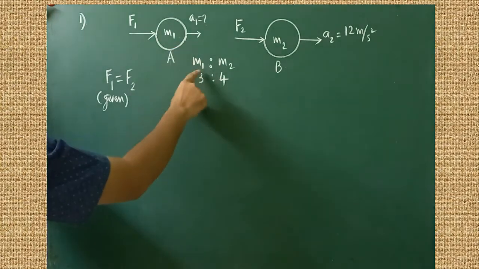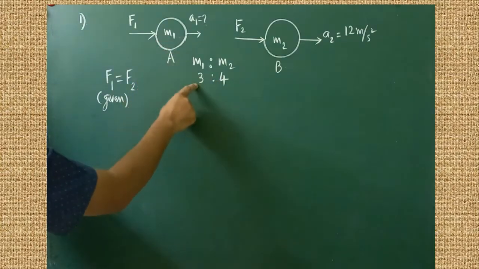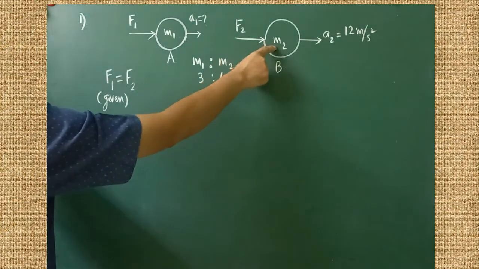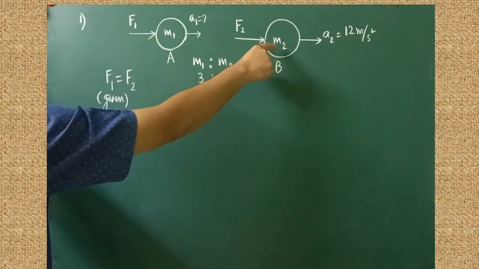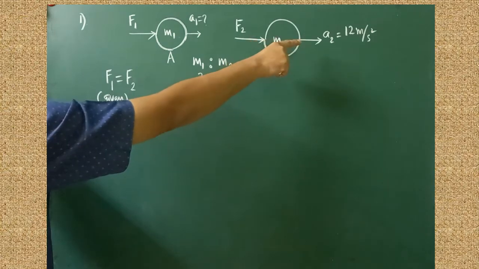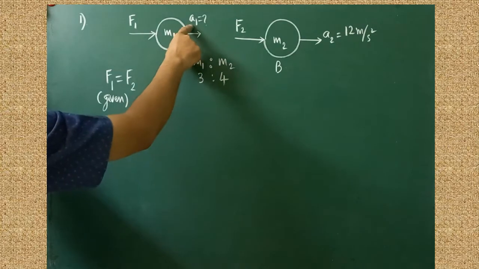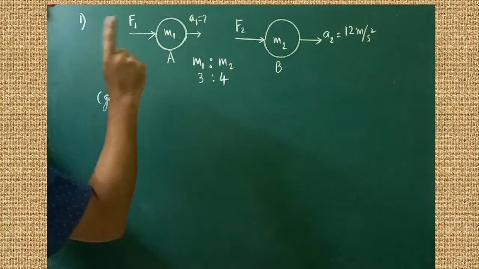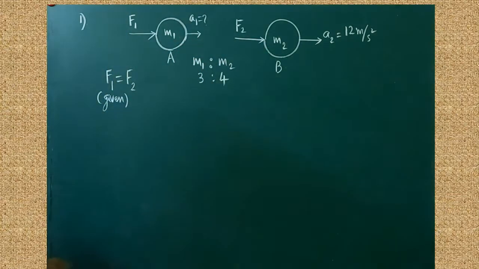Here, the ratio of their masses is given as 3:4. It shows that the mass of the first one is lesser and the mass of the second one is greater. When force is acting on the second one, the acceleration produced on the second mass is given. It is moving with an acceleration of 12 meter per second square, that is, A2 is given. You are asked to calculate A1. Again, I would like to recall that the force acting on both is the same. This is the most important clue.